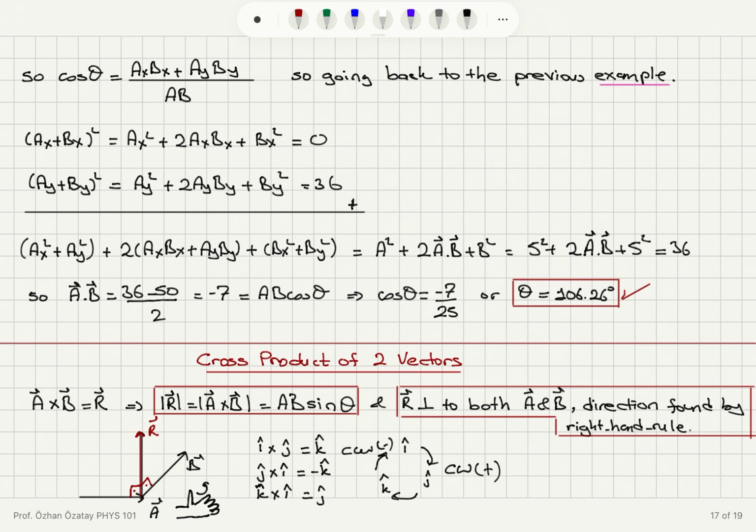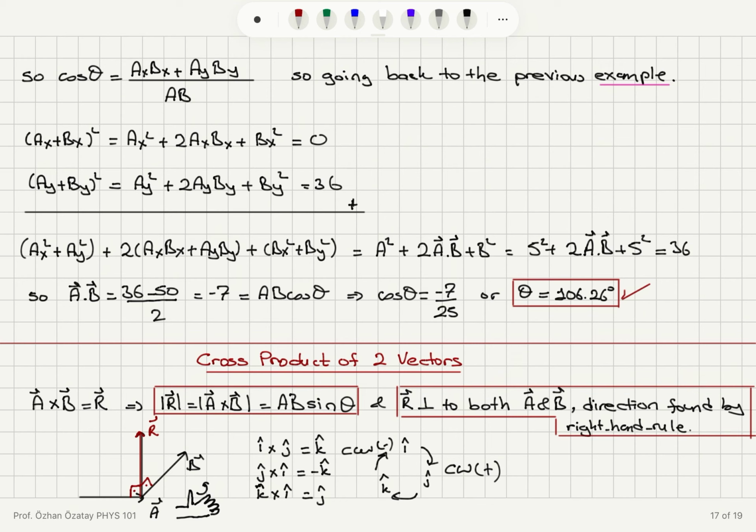We can also obtain a vector out of the product of 2 vectors. That's using the cross product. Its magnitude is ab sine theta, the sine of the angle between them. The direction of the resultant vector is found by using the right hand rule. We point our right hand in the direction of the first vector, curl our 4 fingers towards the second vector, and our thumb points in the direction of the resultant vector. In terms of unit vectors i hat, j hat, and k hat, if we do cyclic permutations in the clockwise direction, that will be plus. In the counterclockwise direction, that will be minus.